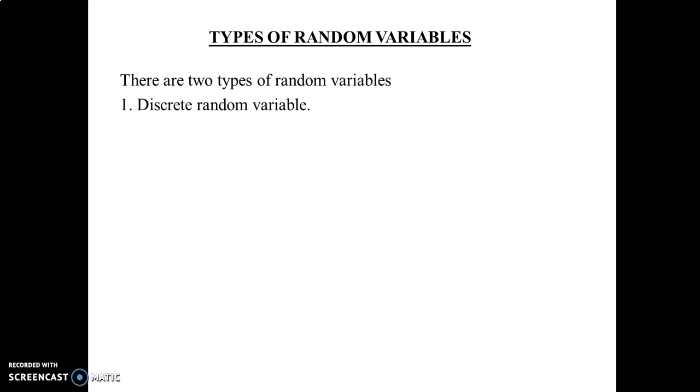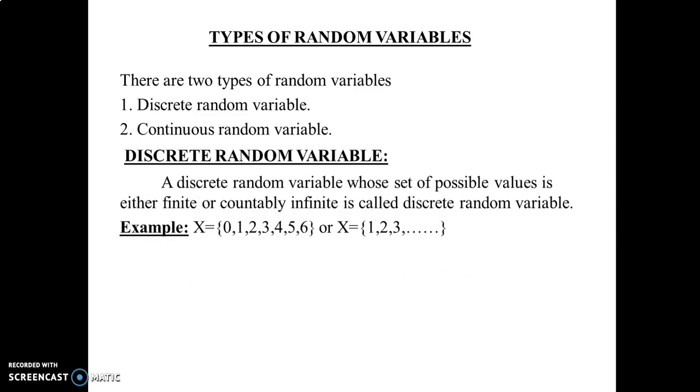There are 2 types of random variables. One is discrete random variable, another one is continuous random variable. A discrete random variable is a random variable whose set of possible values is either finite or countably infinite. The finite values, for example, capital X is equal to 0, 1, 2, 3 up to 6. This is finite. Or countably infinite means X is equal to 1, 2, 3 up to infinity. That is countably infinite.